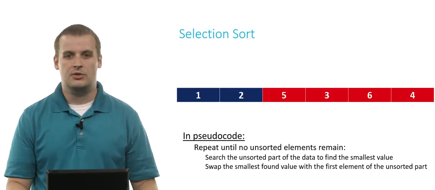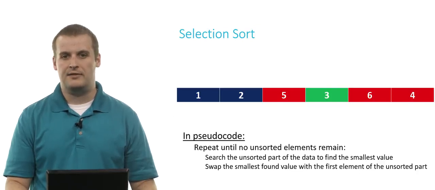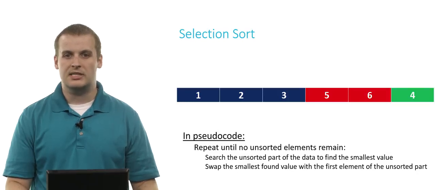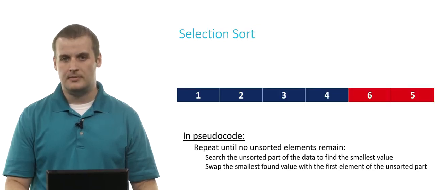Continuing on, we search through to find the smallest element. It's 3. We swap it with the first element, which is 5. And now 3 is sorted. We search through again. We find the smallest element is 4. We swap it with the first element of the unsorted part. And now 4 is sorted. We find that 5 is the smallest element. We swap it with the first element of the unsorted part. And now 5 is sorted.